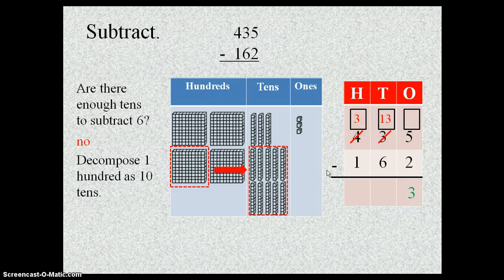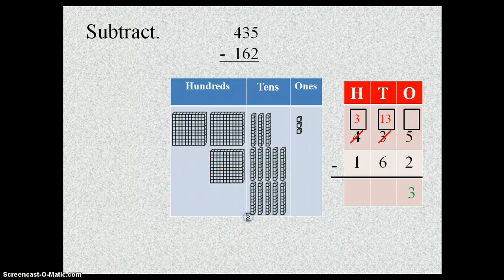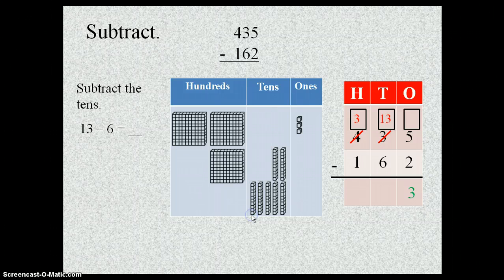Now I can subtract. 13 tens minus 6 tens. Let's see how that is. Subtract the tens. 13 minus 6. 1, 2, 3, 4, 5, 6. I get 7. 7 tens, so I'll put my 7 tens in the tens place. Now I can just move to step 4, which is subtract the hundreds. 300 minus 100.